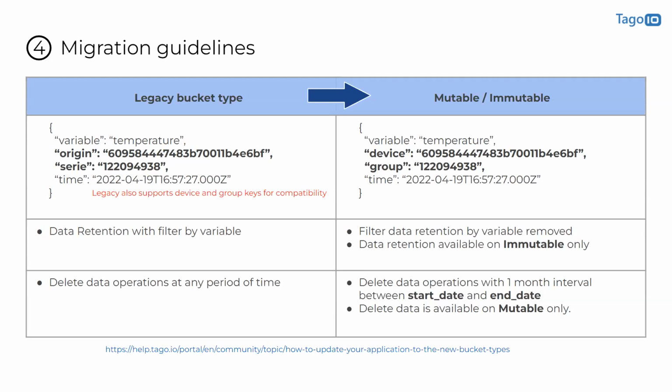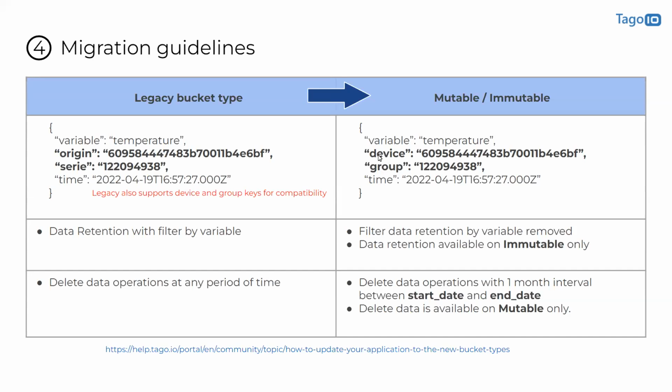So the first thing is more related to how you send the data and store your data. We have some renaming of keys in the register. So origin is now called device, and of course is related to your device ID. And Siri is now called group, and you need to make sure you have your analysis updated with these new parameters, because the new buckets, the mutable and immutable one, will not have Siri and will not have origin. But the old ones, the legacy buckets, those have support for device and groups.